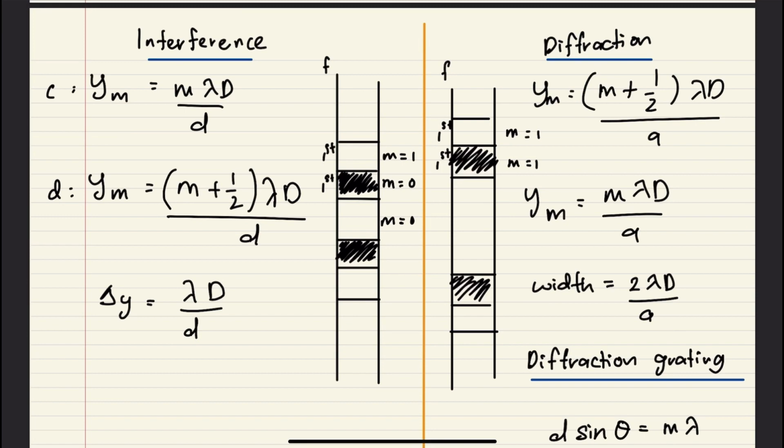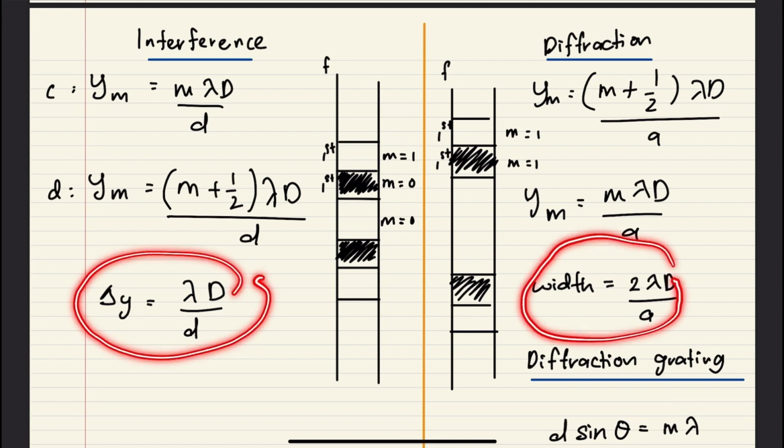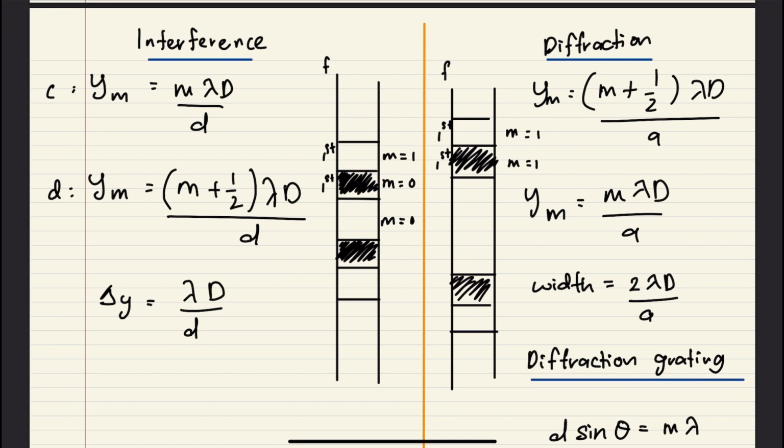Okay, you can see that for constructive just M, and then destructive M plus half, and that one is opposite to this one. I think the formula should be okay. And then, instead of delta Y, for diffraction you have the width of the central bright maximum, which is this one, which is 2 lambda D over A.